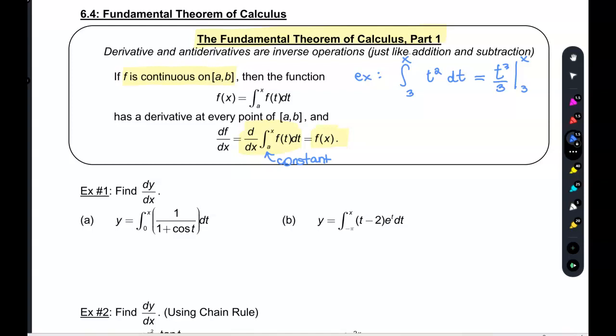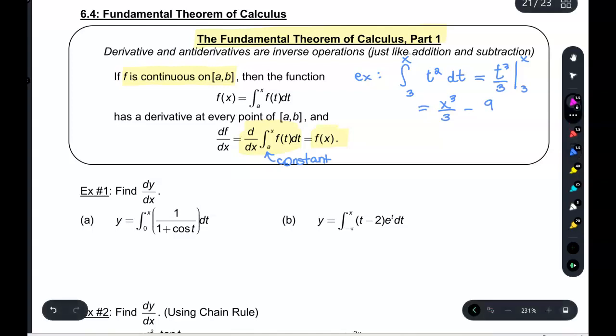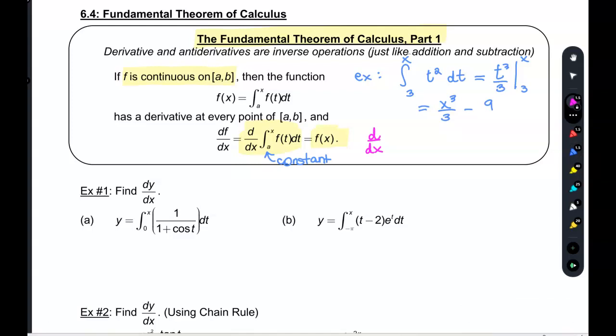Now what are we going to do? We're going to evaluate it. So what's that going to look like? This is going to be x cubed over 3 minus 3 cubed over 3, which is 9. Now what if we did the derivative of that? If we take the integral, we get x cubed over 3 minus 9. And now, what happens when we do d dx of this? You get 3x squared over 3, x squared, which is x squared.